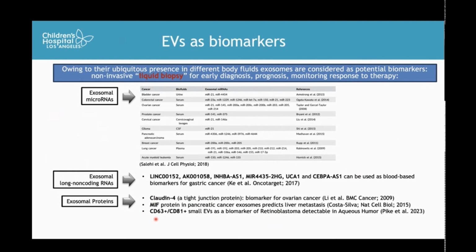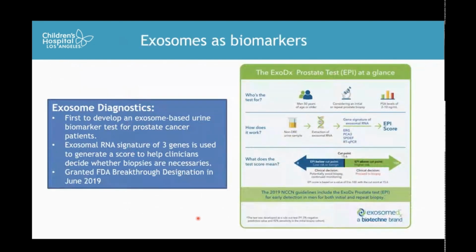And more recently, a specific subpopulation of EVs expressing two different tetraspanins is also being described, actually by one of our collaborators, as a potential biomarker for retinoblastoma, which is detectable in ocular tumor. But I will actually talk a little bit more about this later in the presentation.